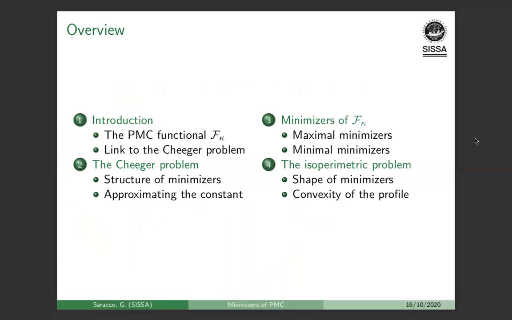Then we switch to the Cheeger problem, and I'll give you a geometric characterization of the shape of minimizers and a way to approximate the constant. Done that, we switch back to the prescribed curvature functional, and I'll give you a geometric characterization of maximal and minimal minimizers, and I will make clear what a maximal and what a minimal minimizer is. And at last, I will give you an application to the isoperimetric problem. So without further ado, let me start.